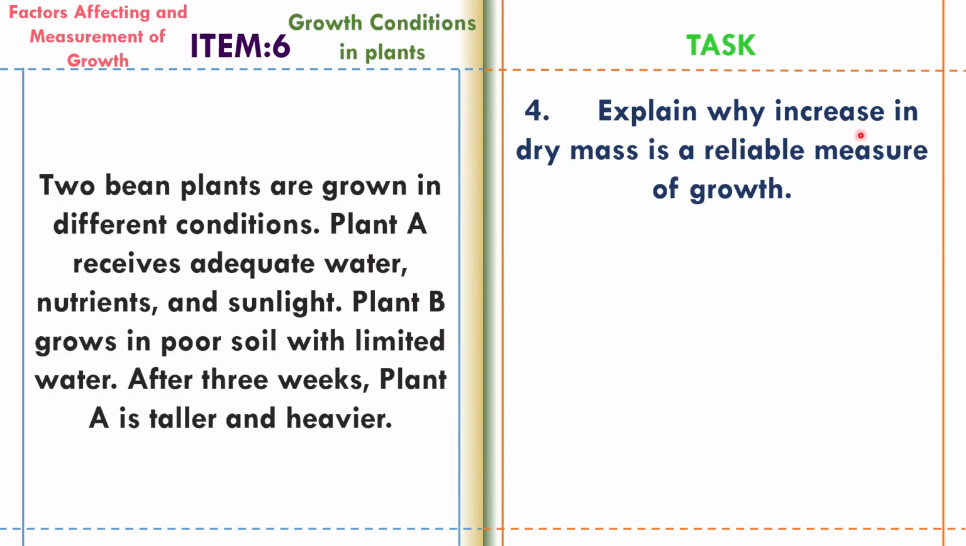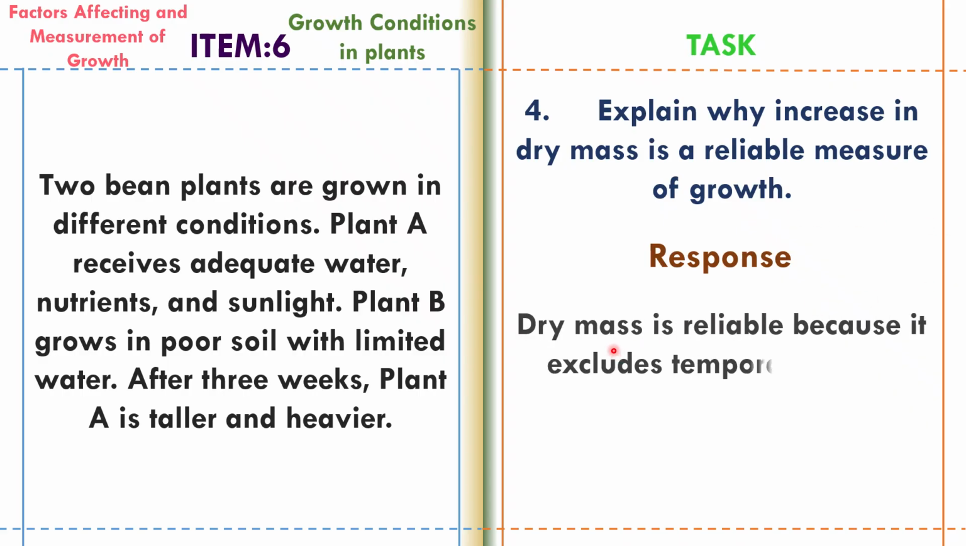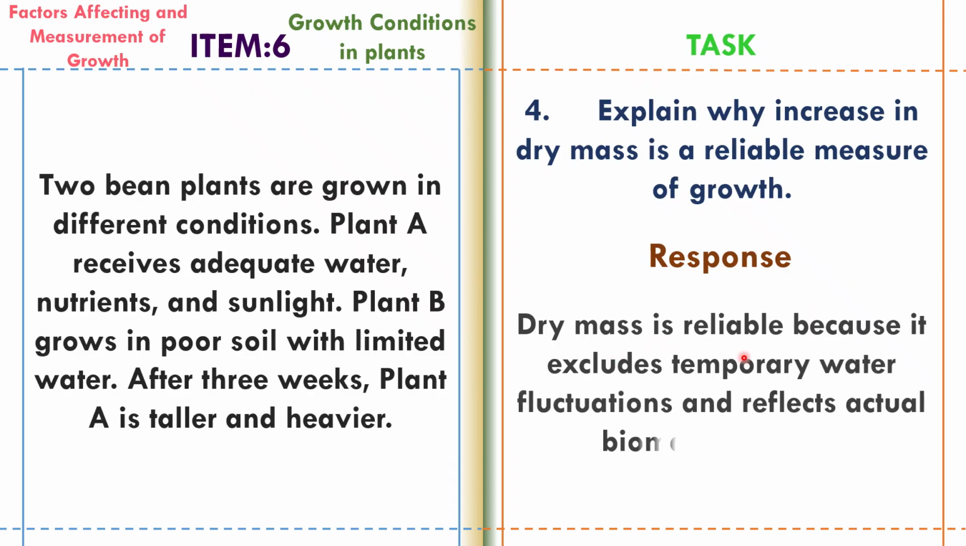Explain why increase in dry mass is a reliable measure of growth. Dry mass is reliable because it excludes temporary water fluctuations and reflects actual biomass increase.